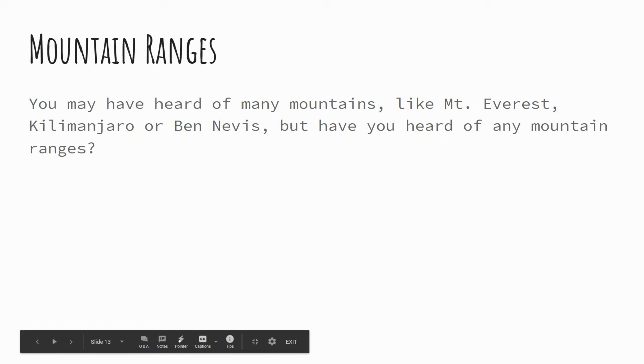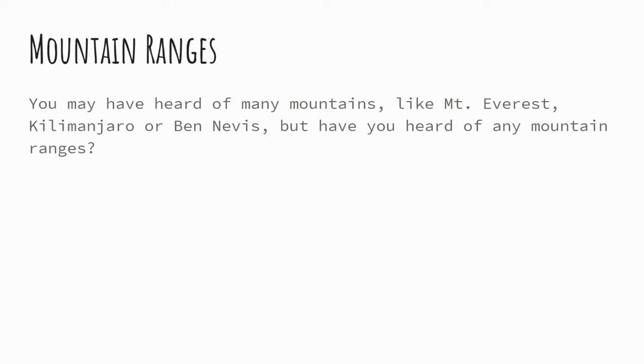So you may have heard of some of the world's most famous mountains. You might have heard of Mount Everest, which is in Asia. You might have heard of Kilimanjaro, or you might have heard of Ben Nevis, which is the tallest mountain in the UK, which is in Scotland. When we have individually named mountains like this, we often have them written as Mount something, or something Mountain, or sometimes Mt., which is short for Mount, and then Everest, for example, Mount Everest. These are different from mountain ranges. These are individual mountains.